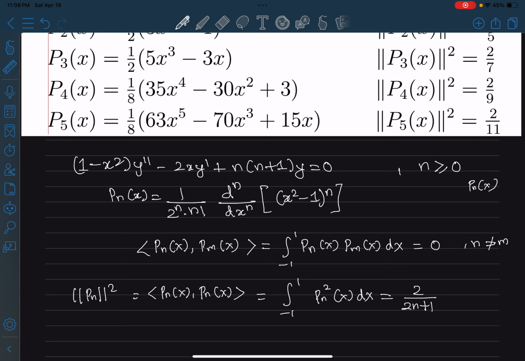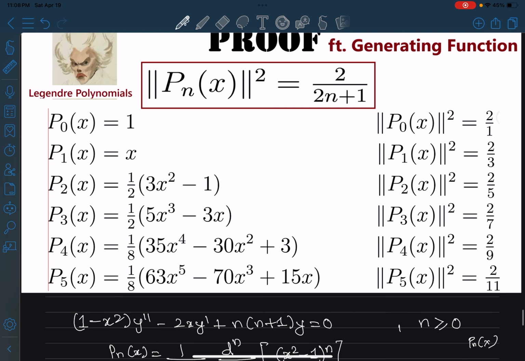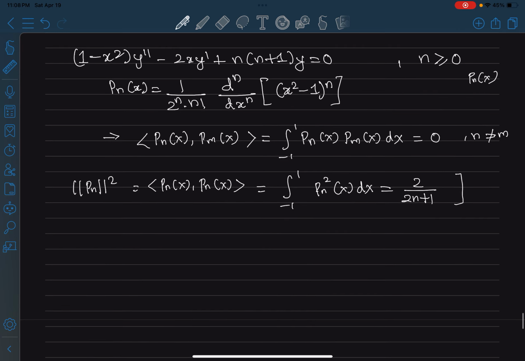And that's an interesting thing, right? While proving this, we'll also use the fact that Legendre polynomials are orthogonal to each other, like two different Legendre polynomials are orthogonal to each other. We are going to use this fact, and we will be able to prove this. So let's start the proof now.